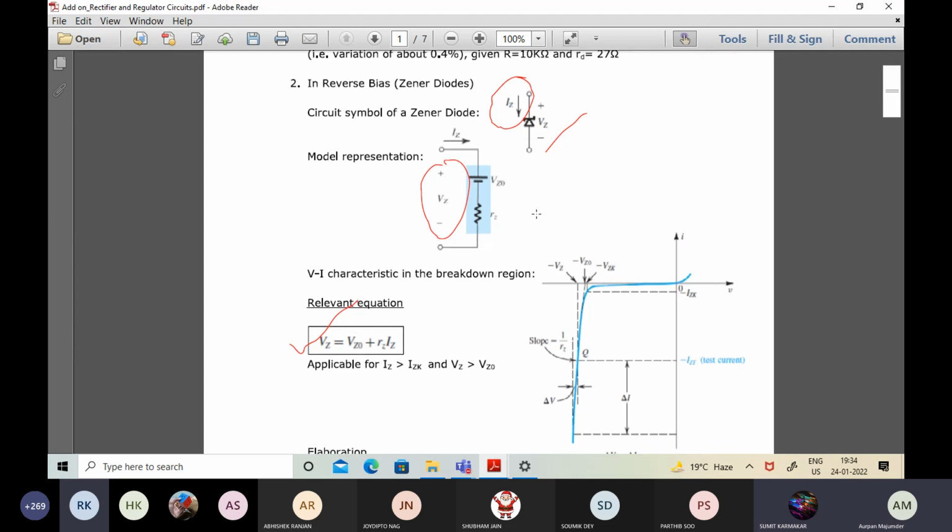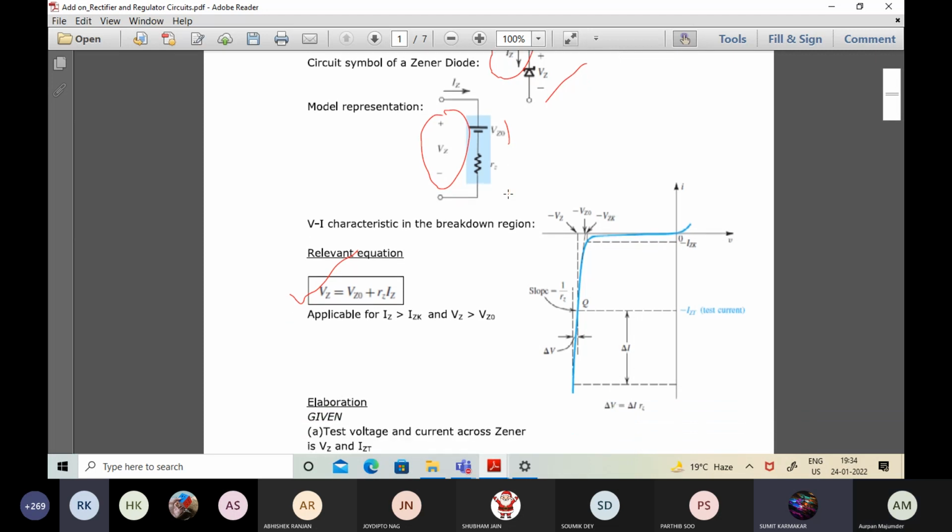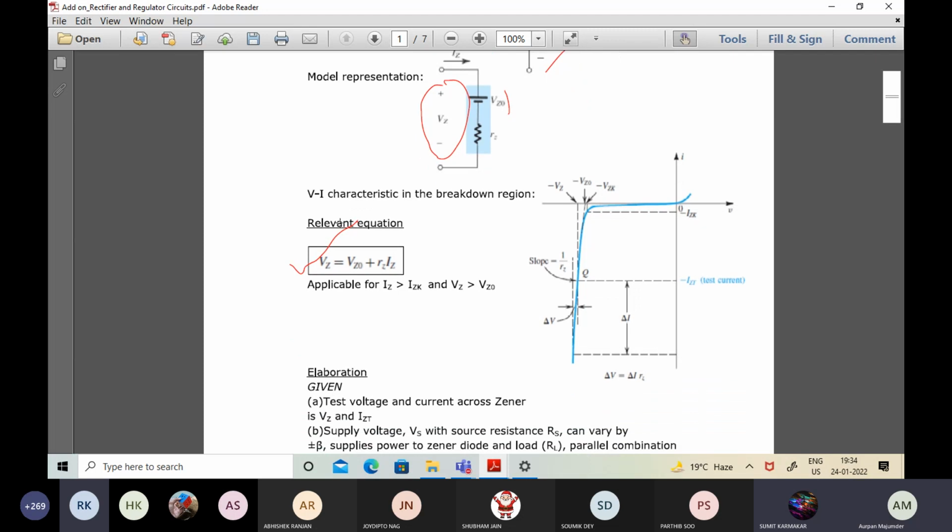And what is VZ naught? VZ naught indicates the knee voltage, or the voltage at which the onset of Zener breakdown happens to occur. The onset of Zener breakdown occurs at VZ naught. Now that has been made clear, and that is why it has been put up in a very linear kind of equation, that VZ equals VZ naught plus RZ into IZ. Because this is an incremental resistance, we can put up RZ and give a linear representation for the Zener voltage which gets developed effectively.